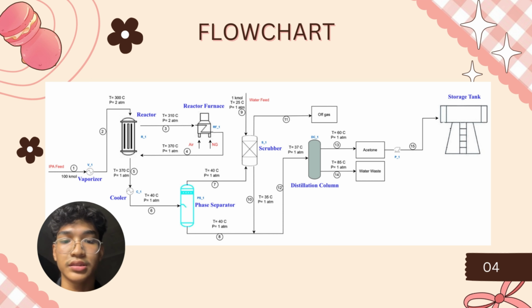The gas phase is directed to a scrubber where impurities and unwanted components are removed. Meanwhile, the liquid phase proceeds to the distillation column, where further separation of components occurs, resulting in the production of acetone. The acetone is collected and stored in the storage tank, while off gas and water waste are removed as byproducts. Throughout the process, temperature and pressure conditions are carefully controlled to ensure efficient separation and reaction.